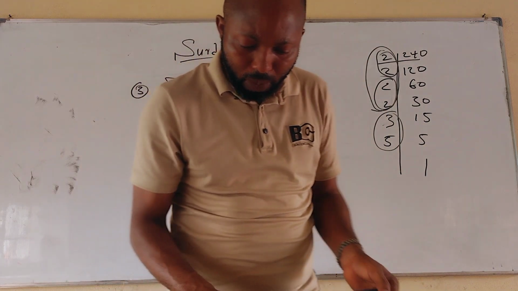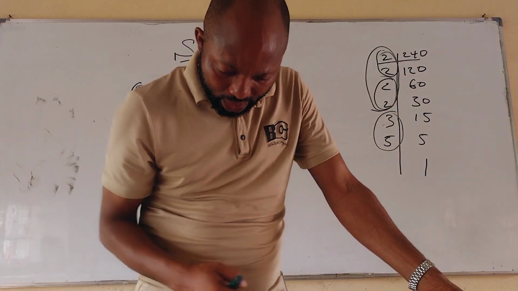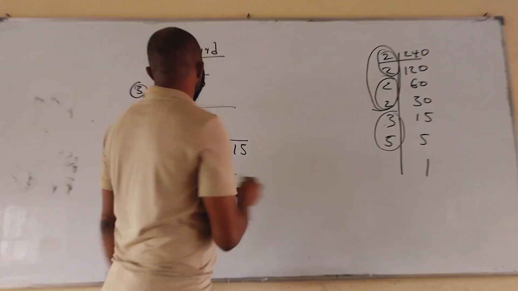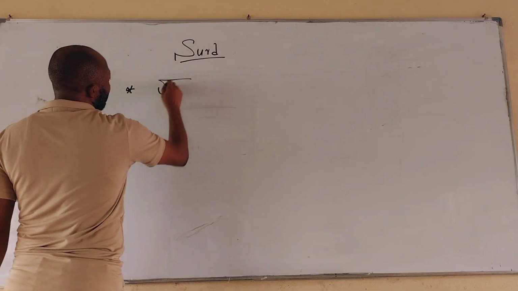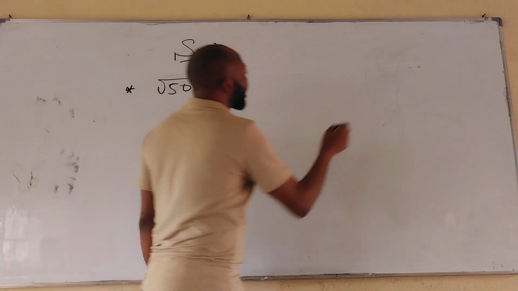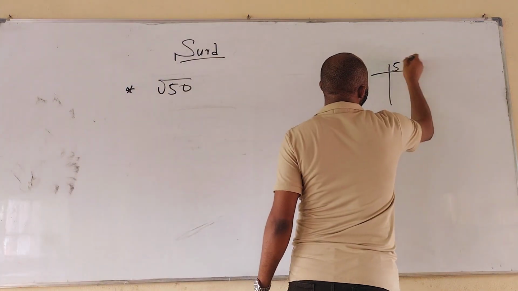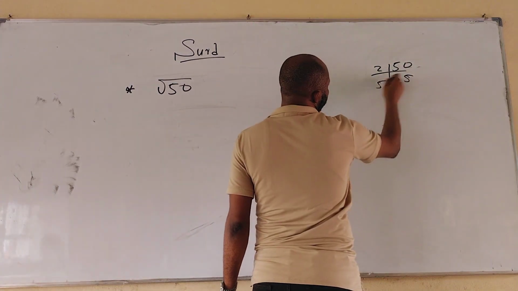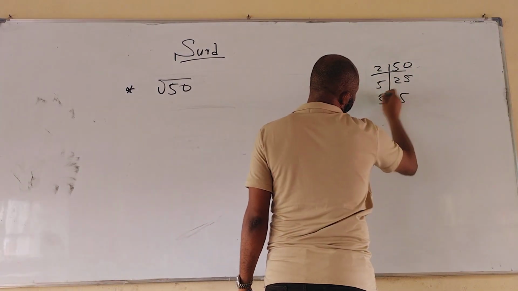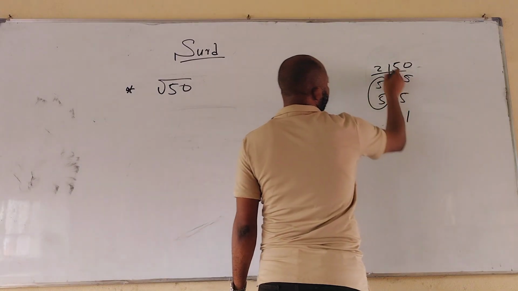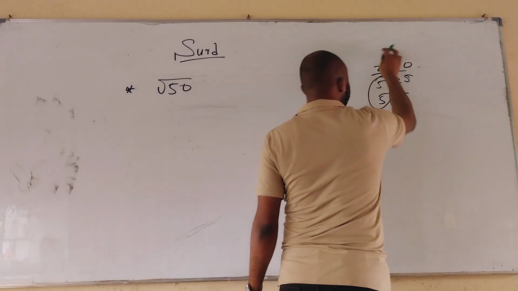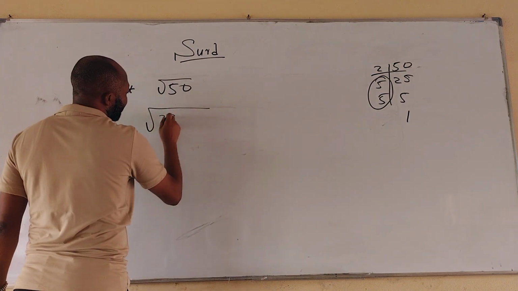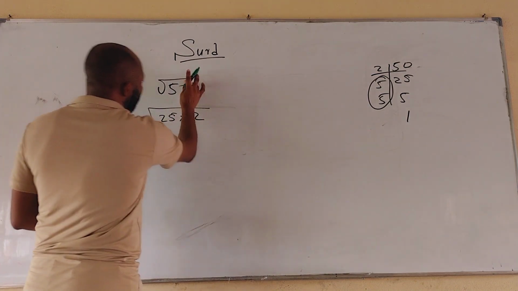Let's simplify one last one, and so we'll move on. Let's take root 50. I'll come back here again. I say 50 is here. 2 goes there will give me 25. 5 goes there will give me 5. 5 goes here will give me 1. So it is the same thing as 25 times 2, which we know is 50. So I'll come back here and say 25 times 2 is the same thing as root 50.